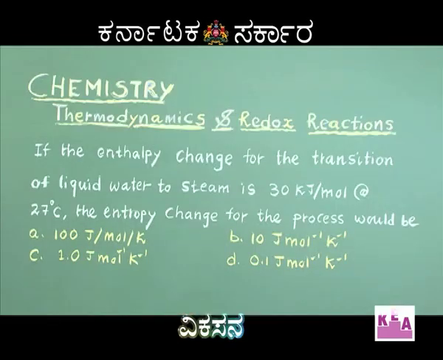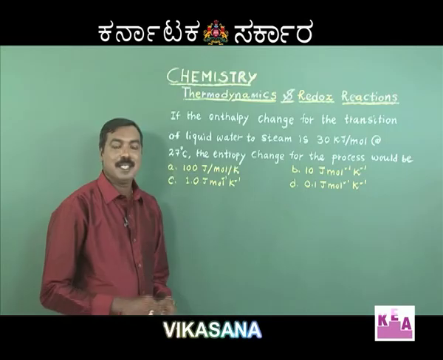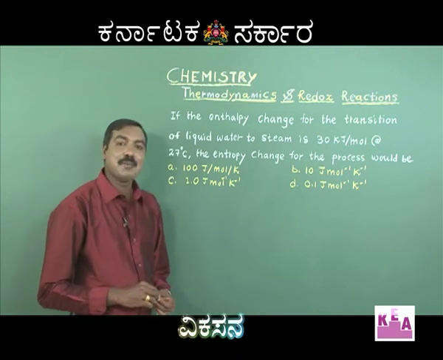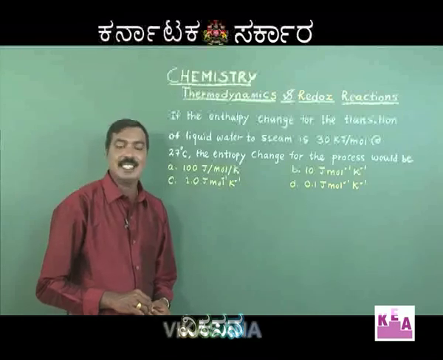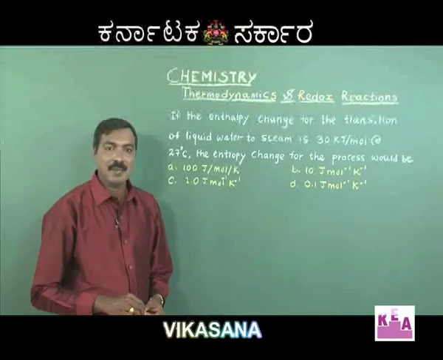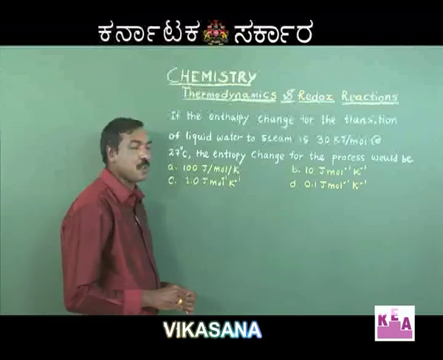Our next question. If the enthalpy change for the transition of liquid water to steam is 30 kilojoule per mole at 27 degrees centigrade, the entropy change for the process would be. In the previous question, I gave you the mathematical formula to calculate entropy. Entropy, delta S, is equal to delta H by T. Applying the formula, we can solve this question.